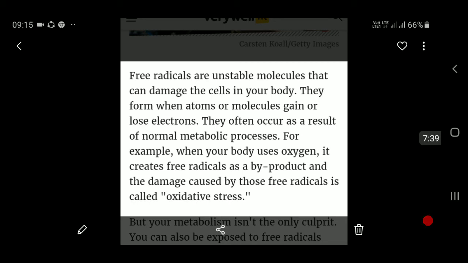For example, when our body uses oxygen, it creates free radicals as byproducts, and the damage caused by these free radicals is called oxidative stress. So friends, free radicals can also damage the cells of our immune system, and this may cause weakening of our immune system, and in today's scenario it is very important to increase our immunity.